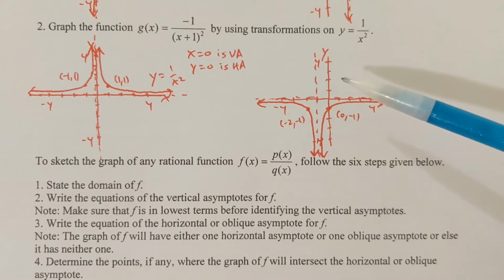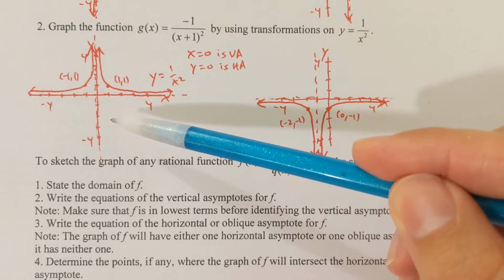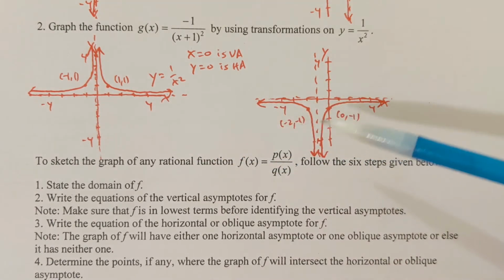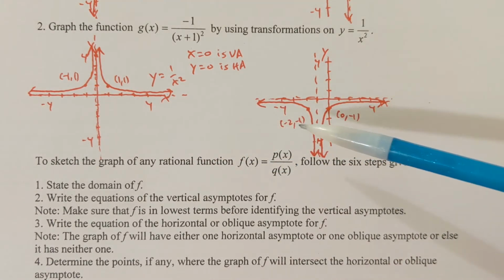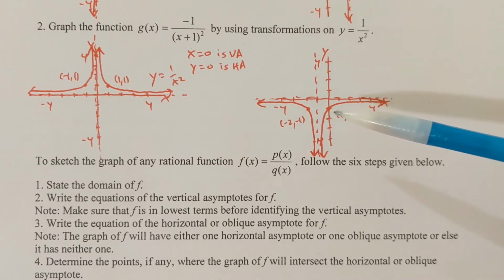If you imagine doing those two things with the original graph, flipping it upside down and then shifting it to the left 1, you end up getting this graph here. The points 0, negative 1, and negative 2, negative 1 are on the graph, and I've got the new asymptotes drawn there.